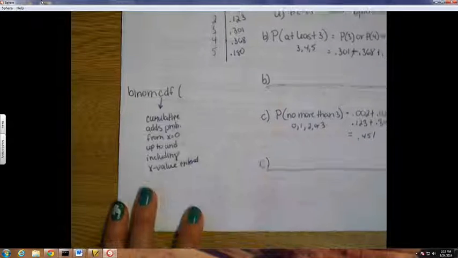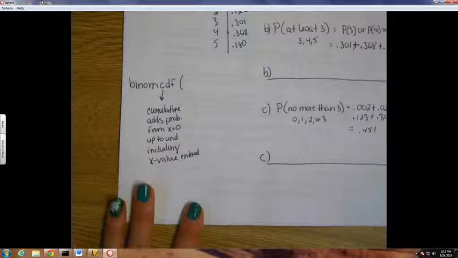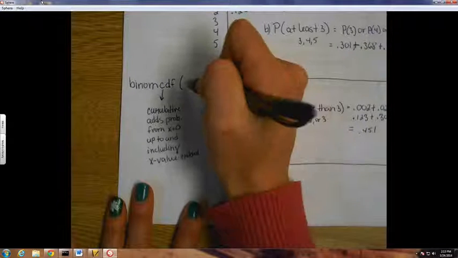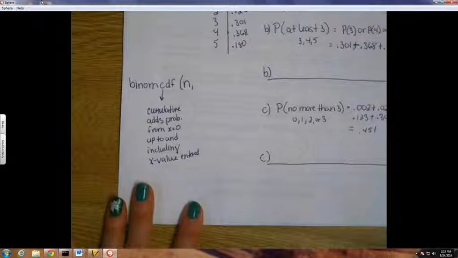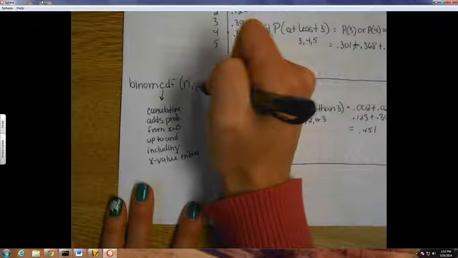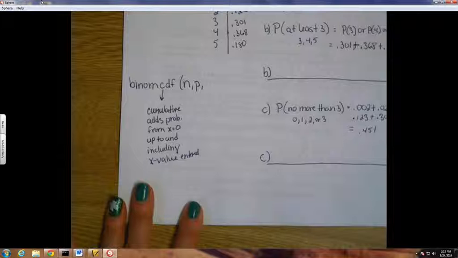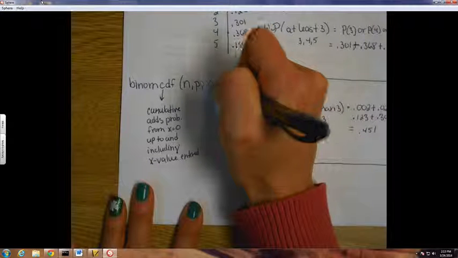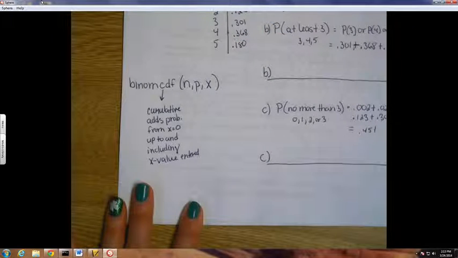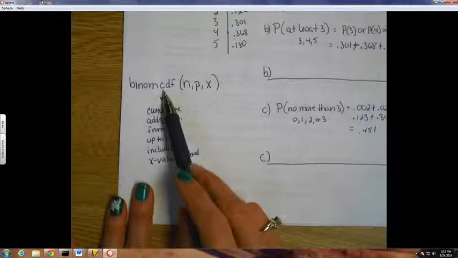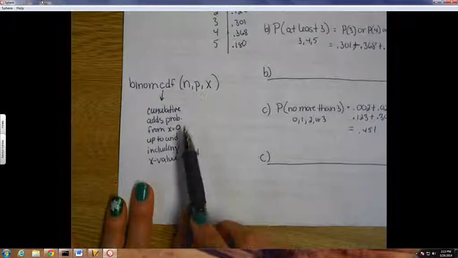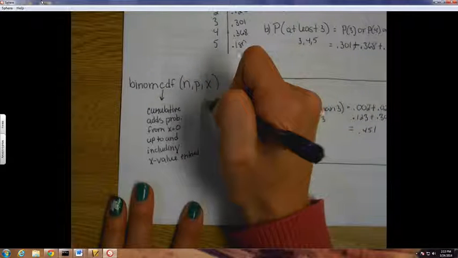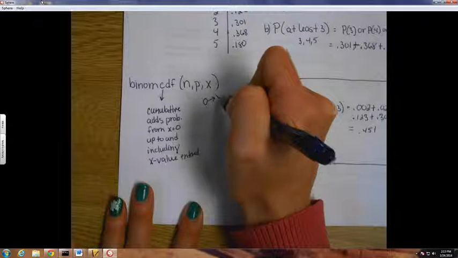And I'll tell you what that means in a minute. Up to and including the x value entered. So you still have to tell it how many trials you're doing, you still have to tell it the probability of a success, and you still have to give it an x value. Because this is the CDF, it starts adding all probabilities starting from 0 through whatever x number you put in there.